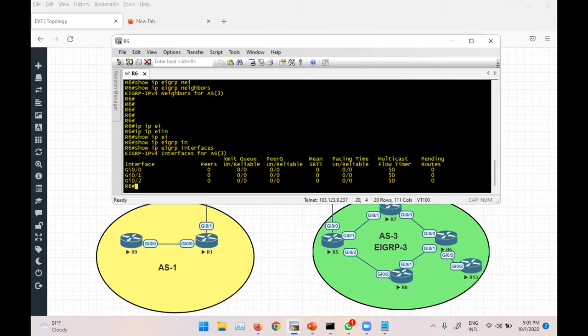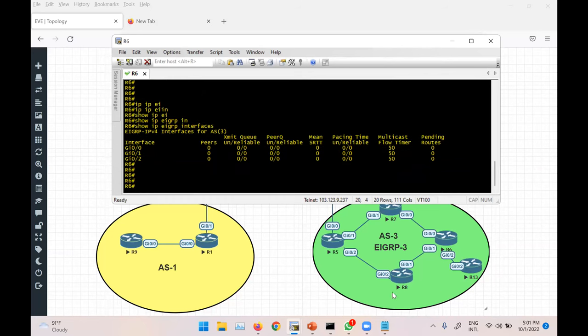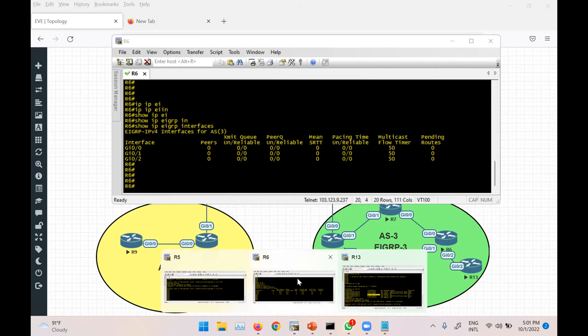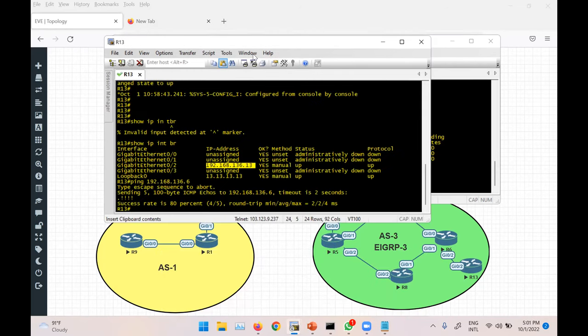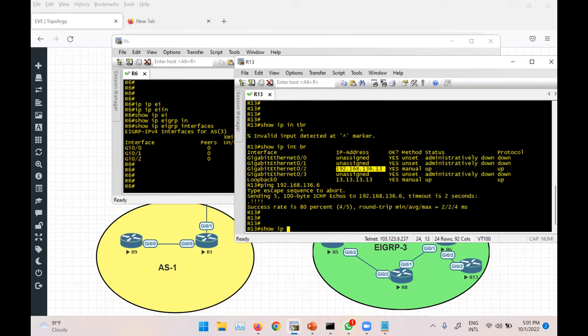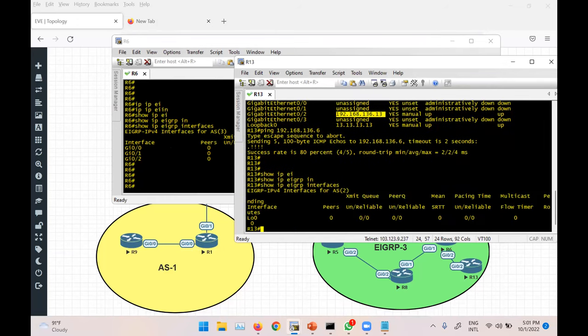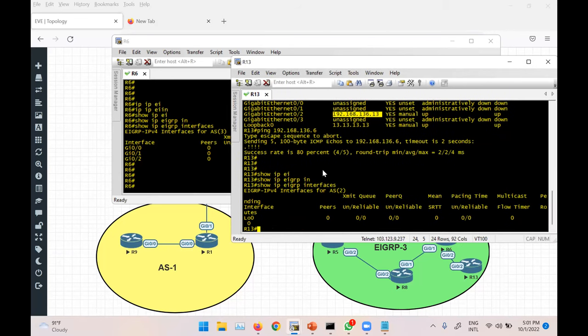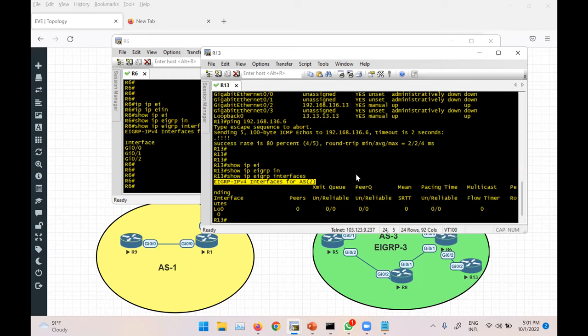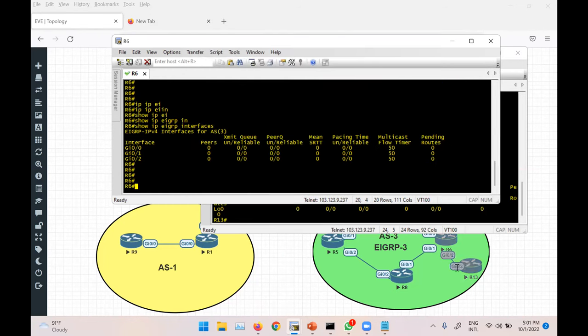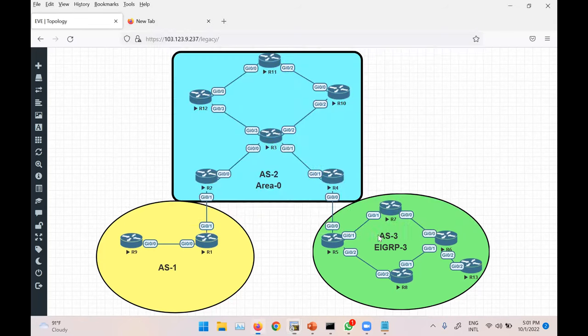So now we have to check the process ID on R13. Show IP EIGRP interfaces. What is the process ID here? If you see the process ID here, the process ID is 2. That means there is a process ID mismatch between R6 and R13. That's why the neighbor adjacency is not happening with R13. But as we said, the process ID for EIGRP is 3. Then you have to change it on where?